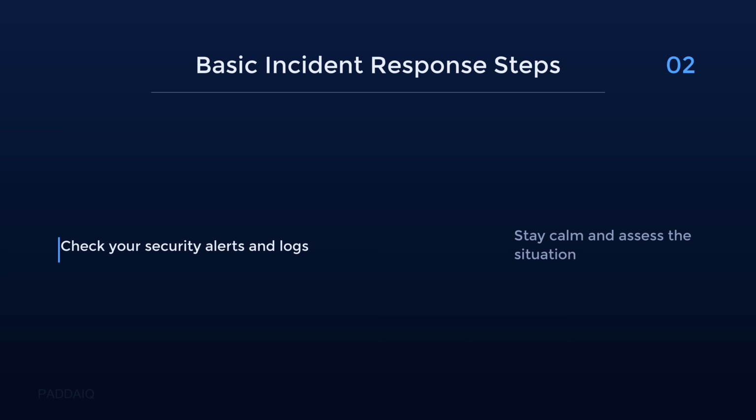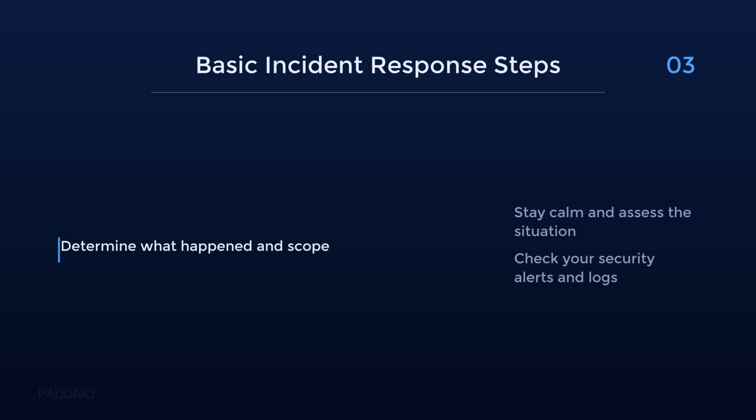Check your security alerts and logs. This means regularly reviewing your system's automated notifications and activity records to spot any unusual or unauthorized actions. For example, if you see multiple failed login attempts from an unknown location, it could indicate a potential breach. Staying vigilant with these checks is your first line of defense against security incidents.